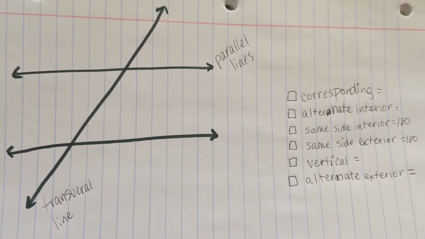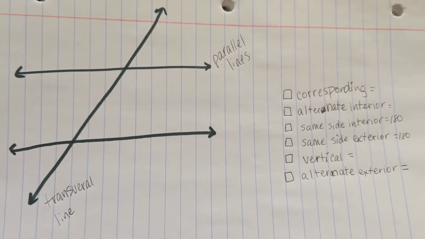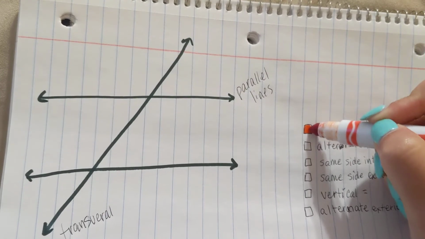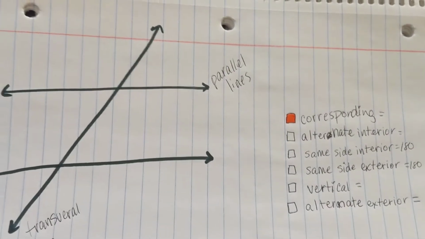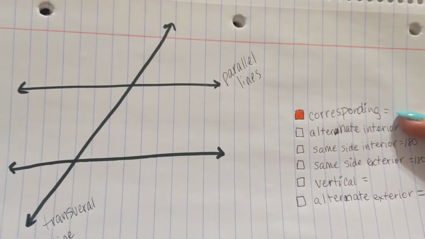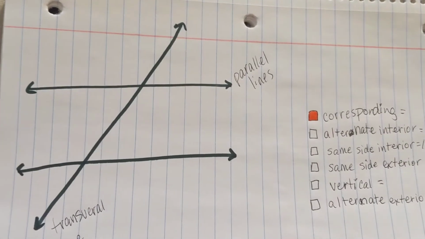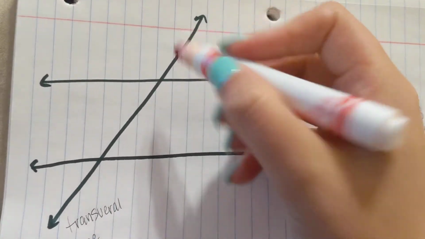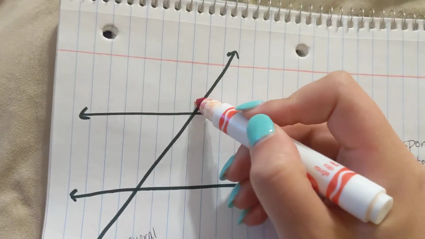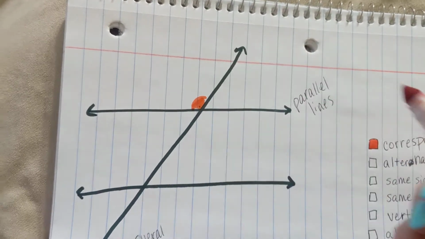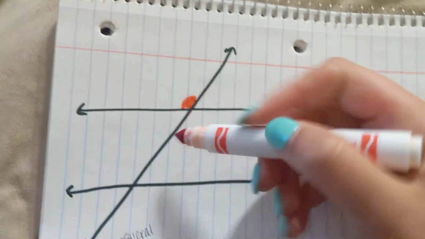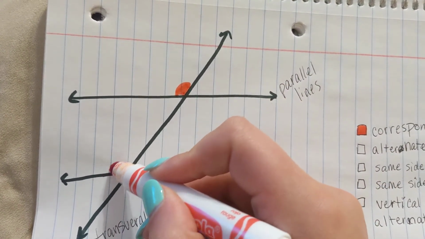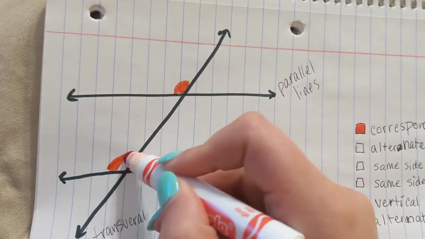So the first thing we're going to look at is corresponding angles. And we're going to color code this red. The corresponding angles are going to be equal to each other. So if one of them is 50, the other is 50. If one is 128, the other one's 128. These are always going to be on the same side of the transversal line. One will be exterior to the parallel lines. One will be interior to the parallel lines.